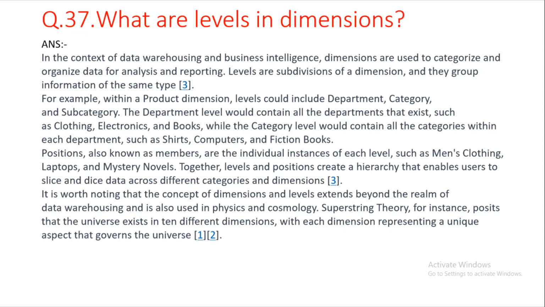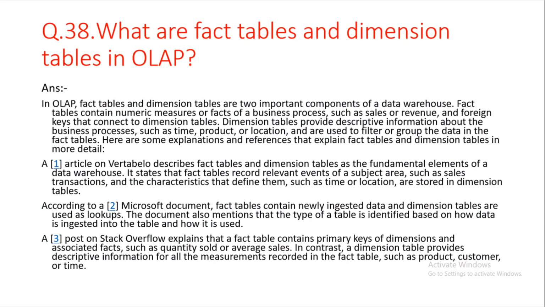It is worth noting that the concept of dimensions and labels extends beyond the realm of data warehousing and is also used in physics and cosmology. Superstring theory, for instance, posits that the universe exists in 10 different dimensions, with each dimension representing a unique aspect that governs the universe.